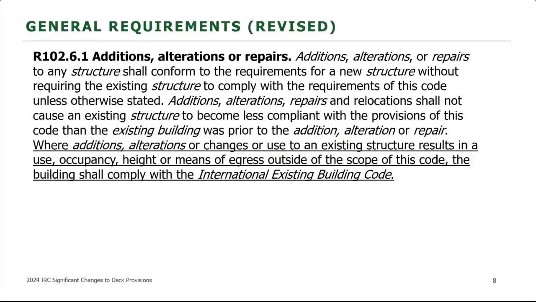And what could happen to that existing structure? Well, you could do an alteration, addition, or repair. Then the new portion, whatever is involved in your addition, alteration, or repair, would have to comply with the current code, while the rest of the building can remain under the old code under which it was originally approved. The addition, alteration, or repair cannot make that existing building less compliant with the code. If it does, then that portion of the building may have to be brought up to the current code. The last sentence here was new for the 2024 code, but it's really not relevant to decks.